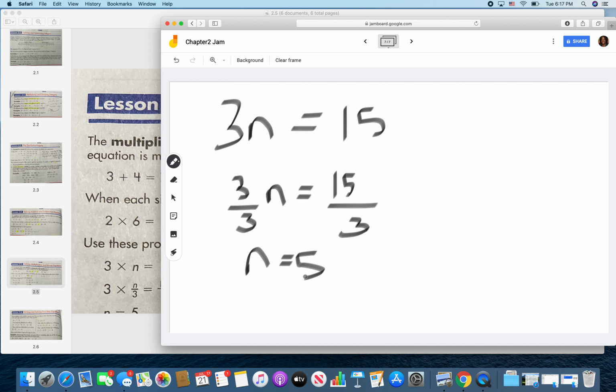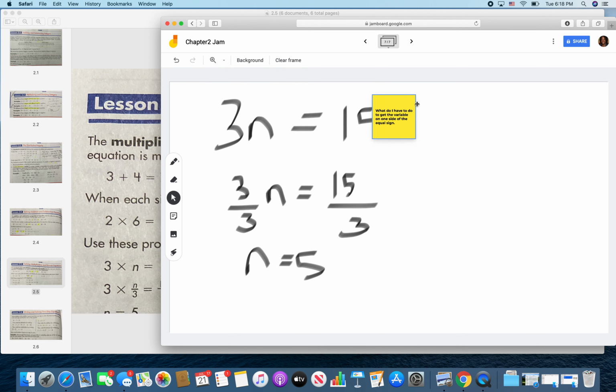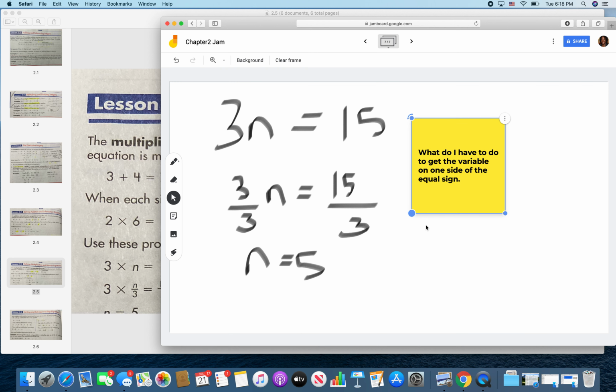So there are several problems on this page that exercise this notion. The question you always say to yourself is, what do I have to do to get the variable on one side of the equal sign? And in doing that, you actually solve for the variable. This is what you're always asking yourself.